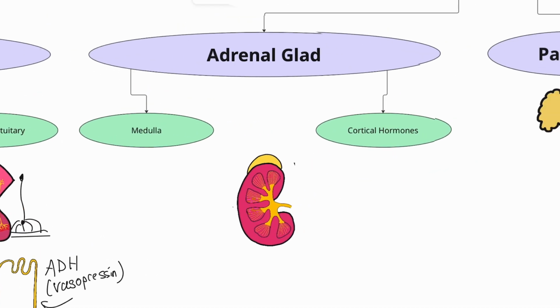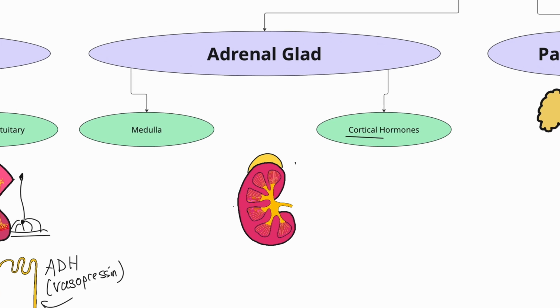Now we'll look at more hormones released from the adrenal gland, and remember we already covered cortisol, which is a type of cortical hormone.